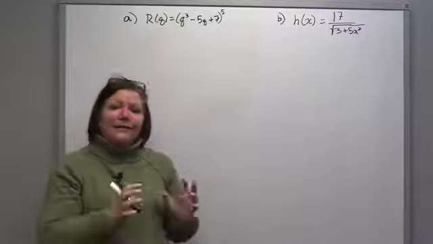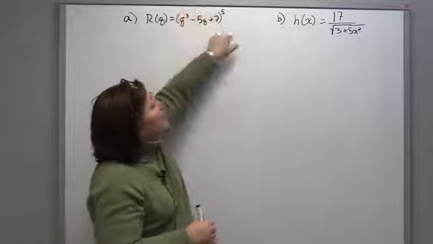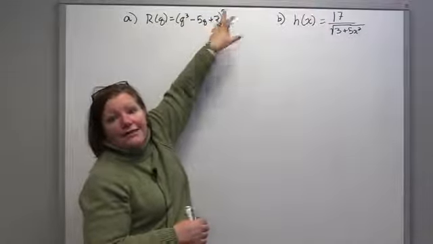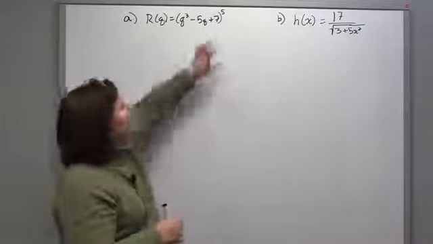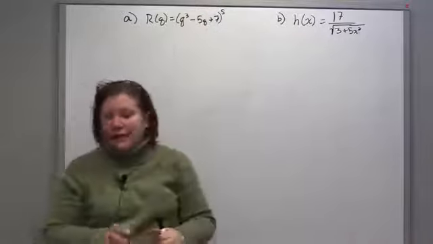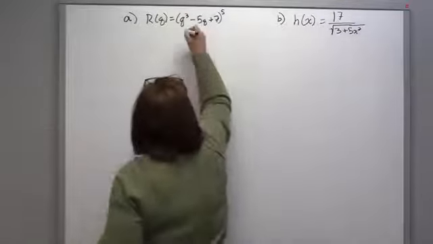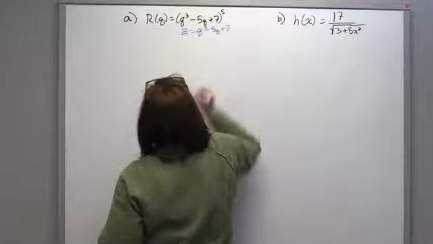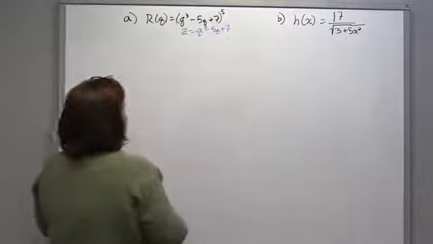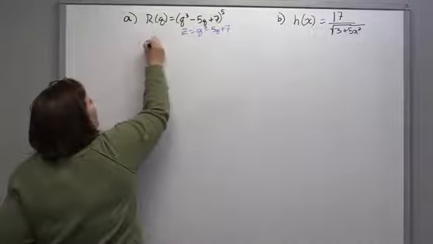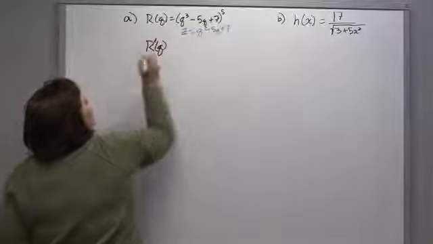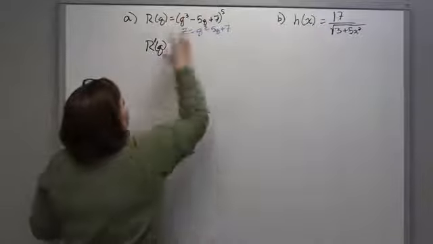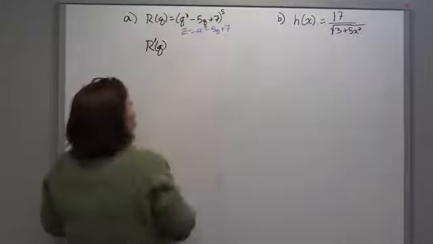And in this case, the last thing that we would do is we would take all of this stuff, whatever that answer is, and take it to the 5th power. So I think of that as my outside function, and this as the inside function. So I'm thinking of z as q cubed minus 5q plus 7. So if we use the chain rule, the derivative is going to be the derivative of the outside times the derivative of the inside.